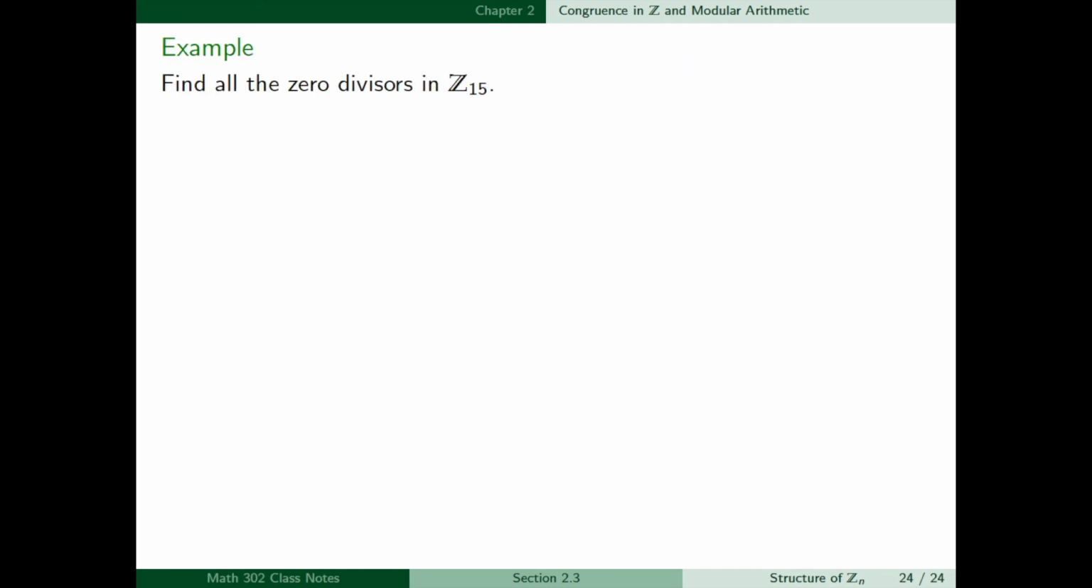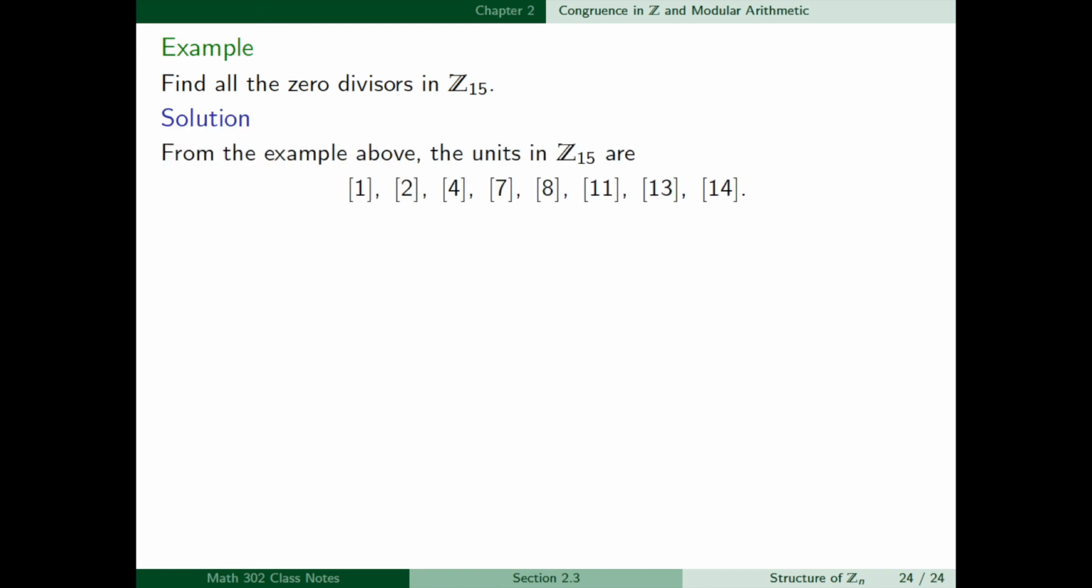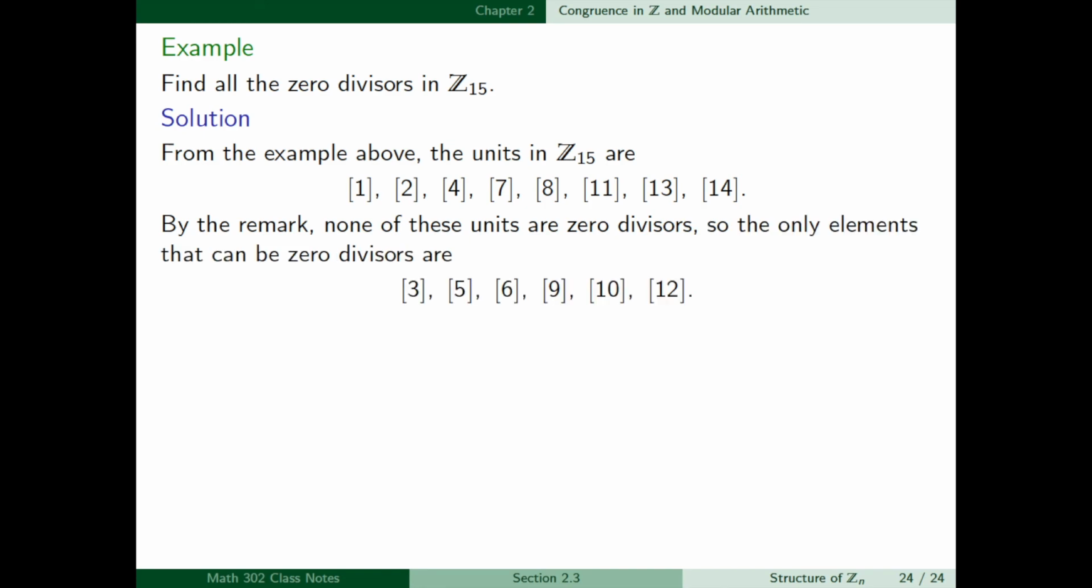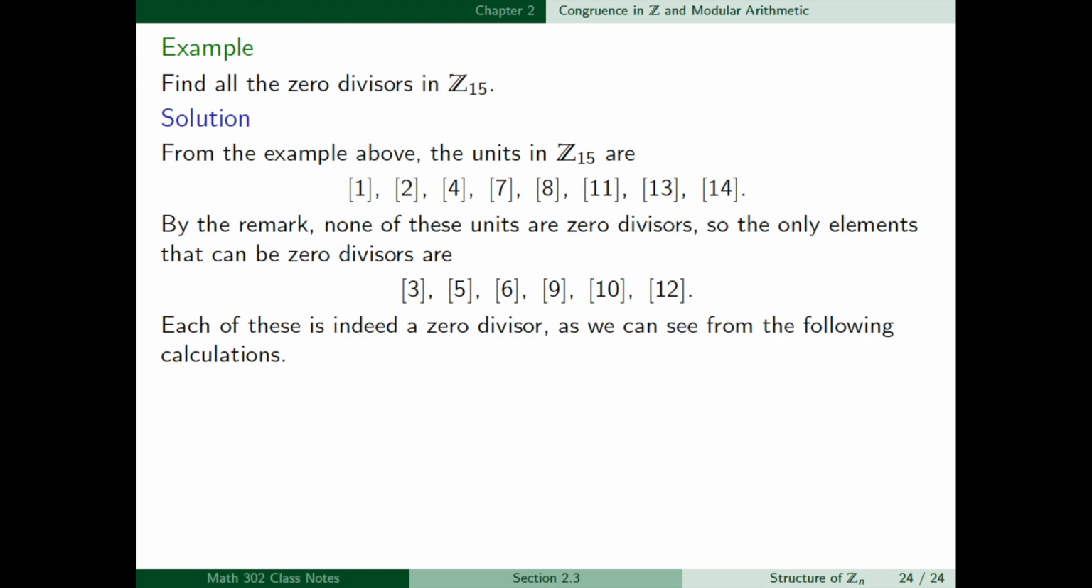For an example, let's find all the zero divisors in Z15. Now from the example above, we found the units in Z sub 15 are 1, 2, 4, 7, 8, 11, 13, and 14. And by the remark, none of the units can be zero divisors. So the only elements that can be zero divisors are going to be the remaining non-zero elements, which will be 3, 5, 6, 9, 10, and 12. And each of these is indeed a zero divisor, as we can see from the following calculations.